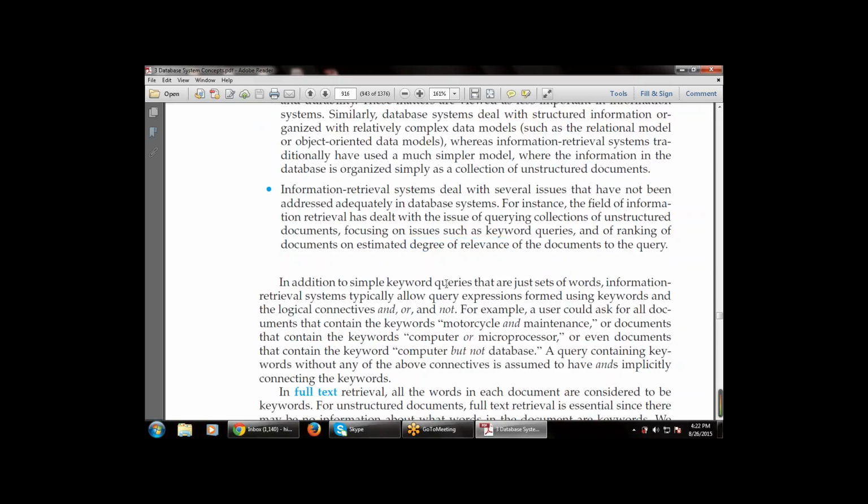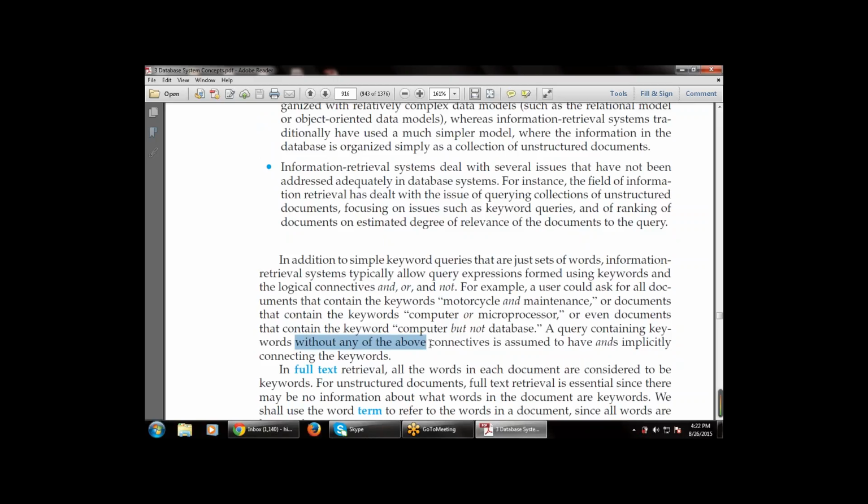In addition to simple keyword queries that are just a set of words, an information retrieval system typically allows logical connectives such as and, or, not. A query containing keywords without any of these connectives is assumed to have an implicit and connecting the keywords. The query content is then retrieved from the documents.